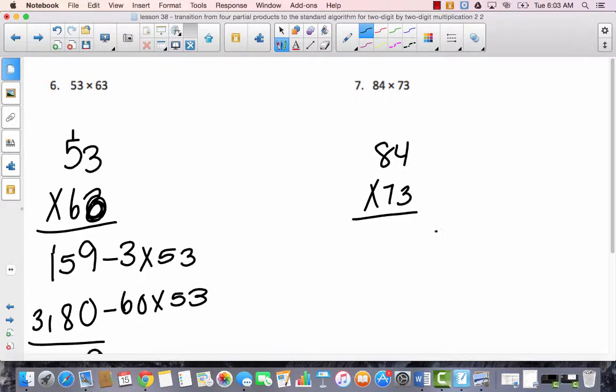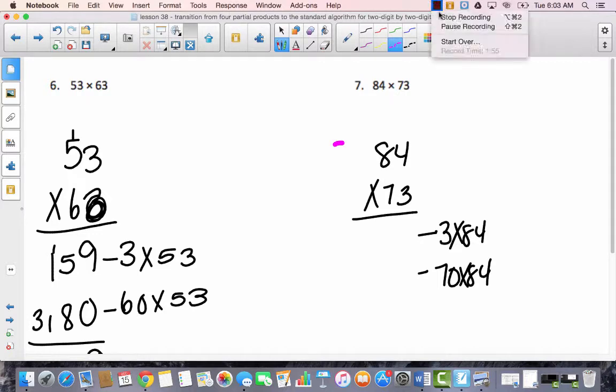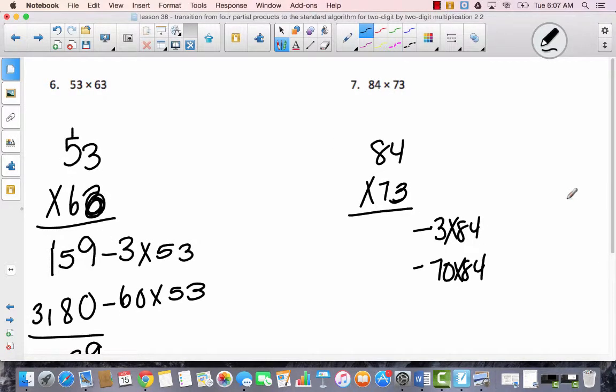Okay, so this is 3 times 84, and it is 70 times 84. Okay, so let's do 84 times 3. So 4 times 3 is 12, and I'm going to carry the 1. And then I have 8 times 3 is 24, plus 1 is 25. So I have 252. I'm going to mark out this 1. I don't want to get it confused.